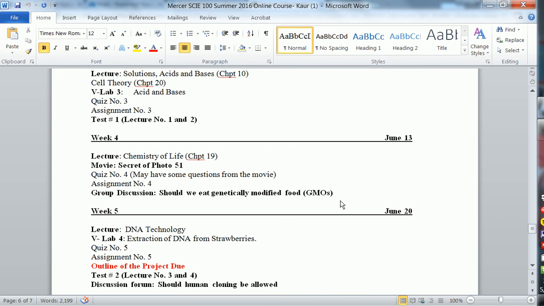We will have one additional activity here, which is your group discussion. I will be making the groups, and among the groups, you are going to discuss this topic: should we eat genetically modified food? Because by this time, we have covered the chemistry of life. You will very well understand what our cells are made of: the 4 important biomolecules which make our cells, and our cells make our life. These biomolecules are also part of our diet. They are also present in our food. So you will be discussing this topic, should we eat genetically modified food? That will be the topic of your group discussion.